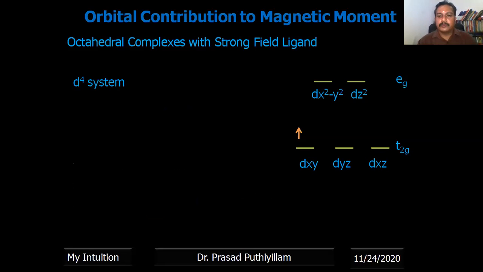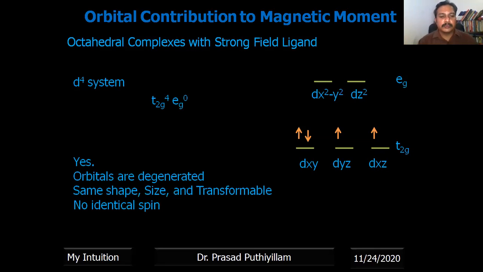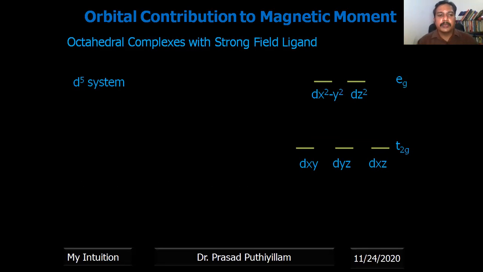D4 system, so it is a strong field ligand. Strong field ligand means the fourth electron will try to pair up. It cannot go to the higher energy level because the ligand field opposes the negative charge. Therefore pairing takes place, and pairing means here it can contribute. t2g4 eg0, that is the case. It is contributing towards magnetic moment. D5 system is also contributing. These are the 5 electron arrangement, that is t2g5 eg0. It is also contributing.